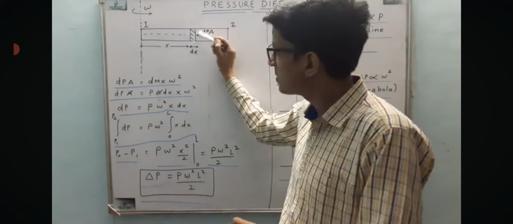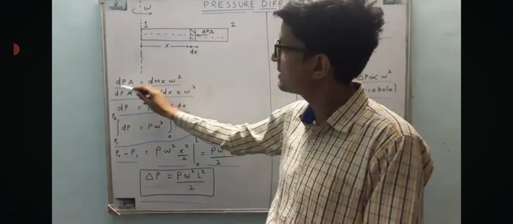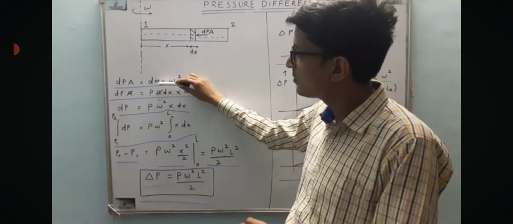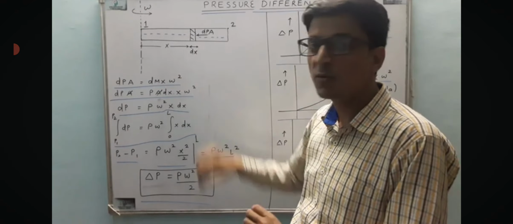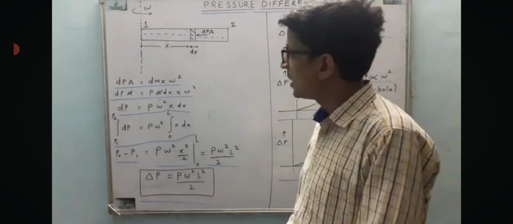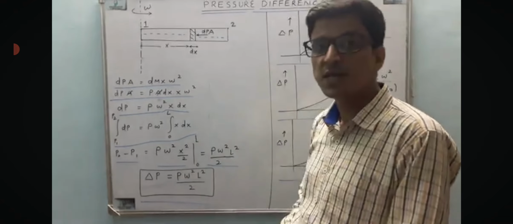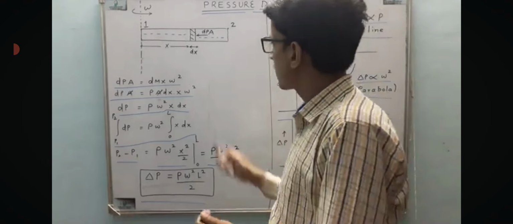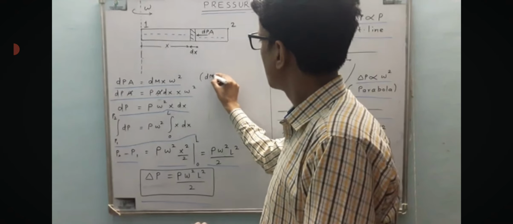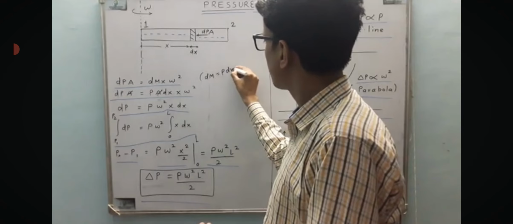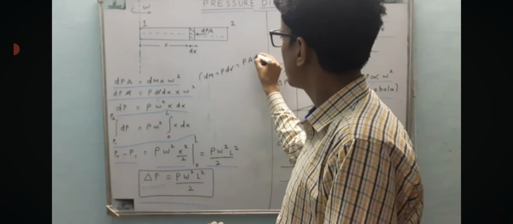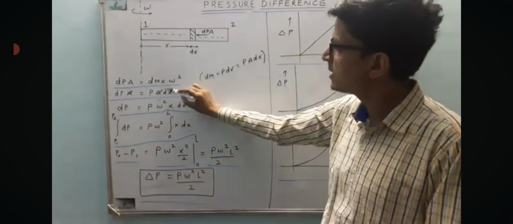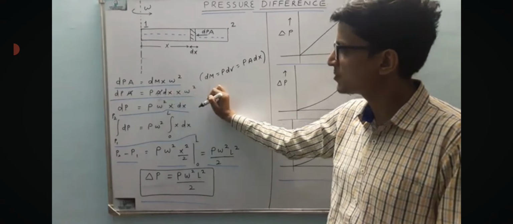So suppose dP is the pressure difference, then we have force as dP into A, and it will provide the centripetal force, so that will be equal to dm x omega square, as mr omega square is the centripetal force. Here mass is dm, radius is x, and omega is omega obviously. Now dm can be written as density into volume, and volume can be written as area into length. So using this expression we can write dm is equal to rho A dx into x omega square.